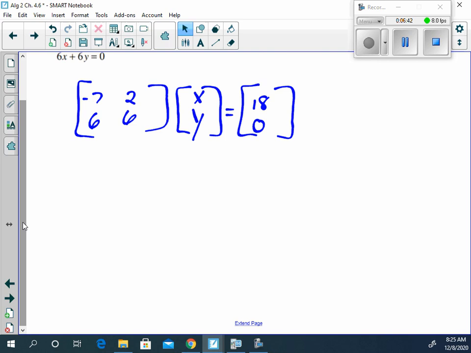For a matrix A, it's going to be 1 over the determinant times our kind of rearranged matrix. And we talked about that kind of yesterday.